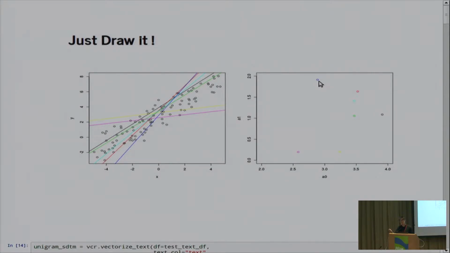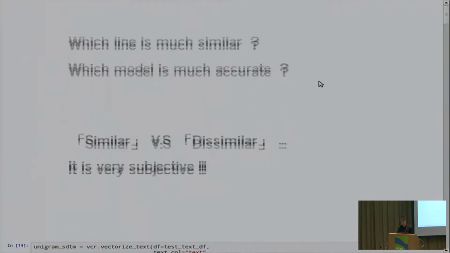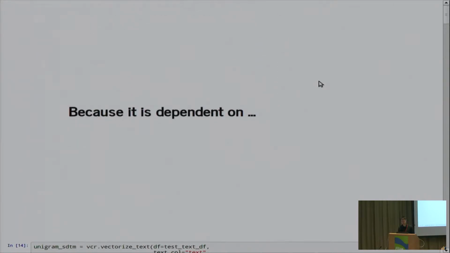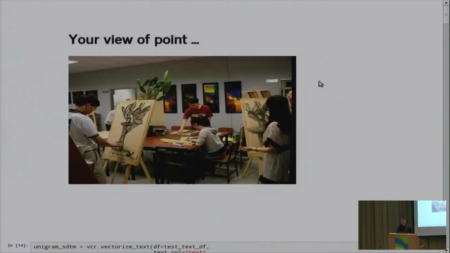After you draw a lot of lines, just like a lot of pictures or sketches for this data set, we will ask which line is most similar to the data, that is, which model has more accuracy. Similar and dissimilar are very subjective. It depends on your viewpoint. Remember I said that when you are sketching something, the first step is to choose an angle and stay at a viewpoint. When you stay at different angles and viewpoints, you will have very different evaluators to say what is similar.